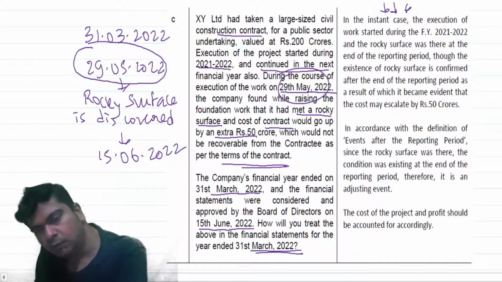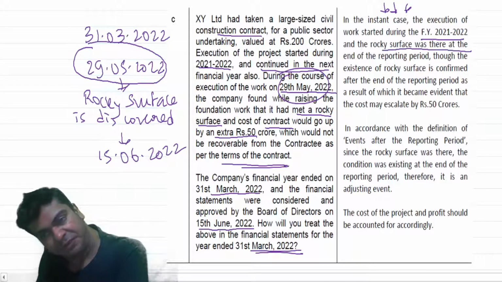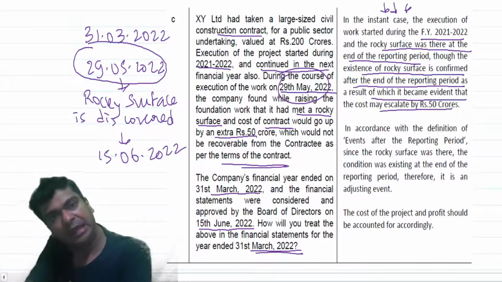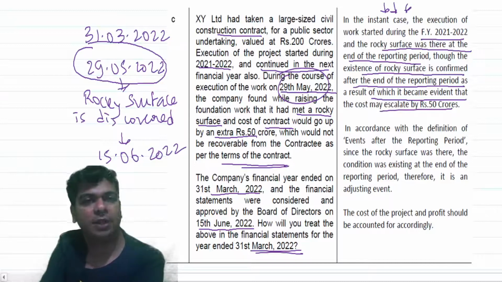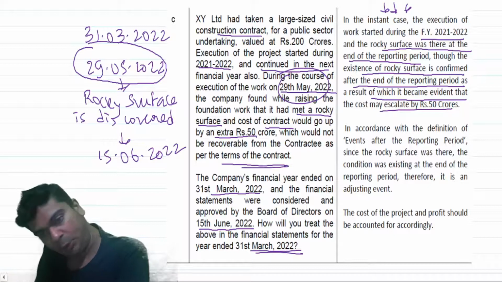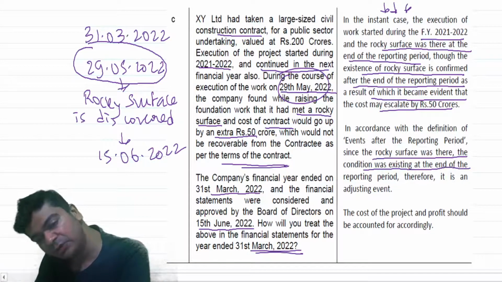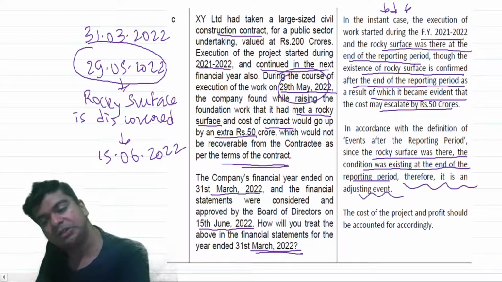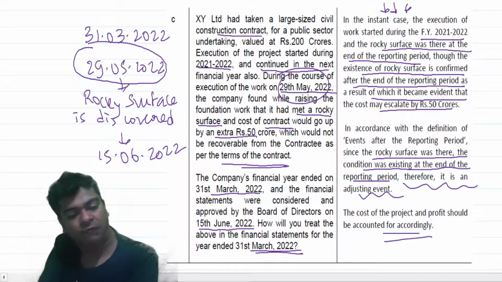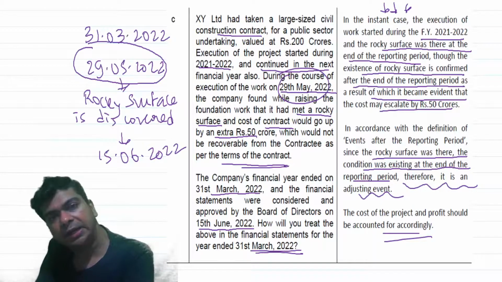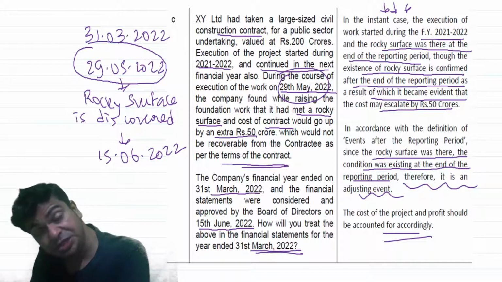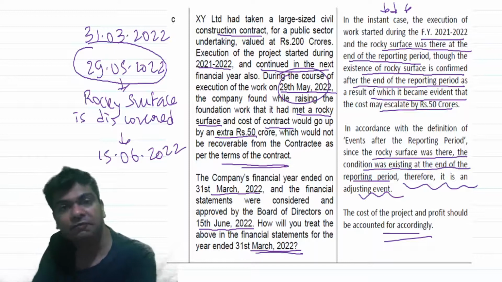That's your response. In the instant case, the execution of work started during the financial year 2021-22, and the rocky surface was there at the end of the reporting period. Though the existence of the rocky surface is confirmed after the end of the reporting period, as a result of which it has become evident that the cost will escalate by 50 crores. The rocky surface was there, but its detection was confirmed after the reporting period. In accordance with the definition of events after the reporting period, since the rocky surface was there, the condition was existing at the end of the reporting period. Therefore, it is an adjusting event. The cost of the project and the profit should be accounted for accordingly. We are treating it as an adjusting event, and the additional cost of rupees 50 crores should be given effect in the current financial year itself.